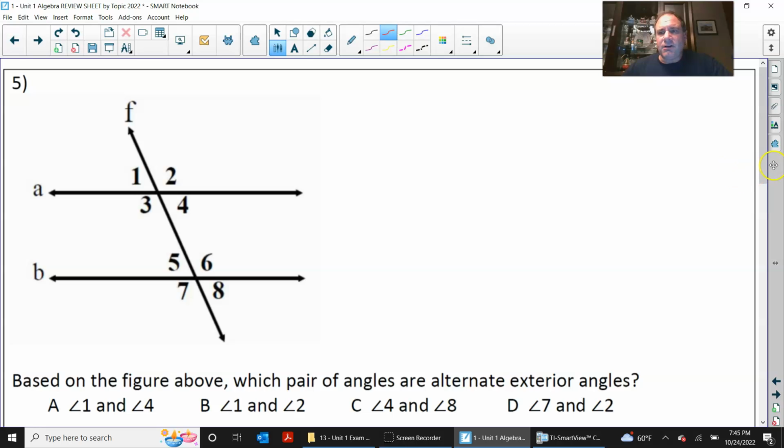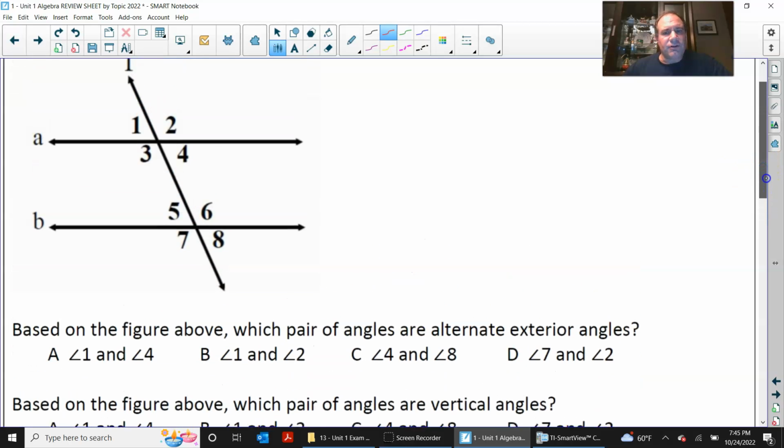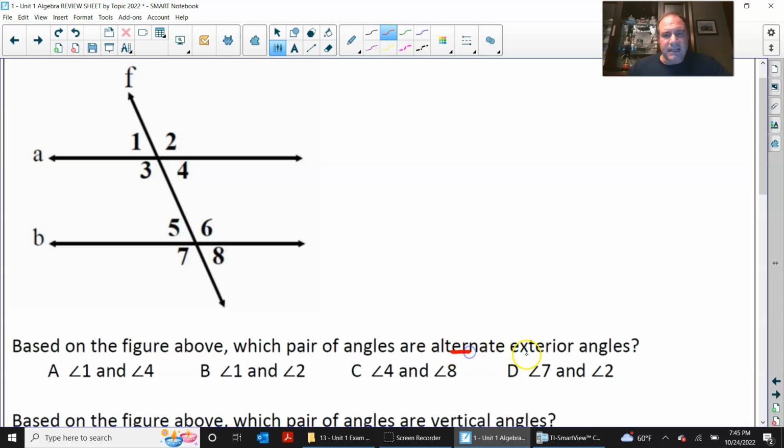Based on the figure above, which pair of angles are alternate exterior angles? Alternate exterior means outside and across. When I say outside, I mean outside the parallel lines. 1 and 4 are vertical angles, so that's out. 1 and 2 are supplementary angles, that's out. 4 and 8 are corresponding angles, that's out. 7 and 2: 2 is up here outside the parallel lines, and 7 is across. Those are alternate exterior angles.